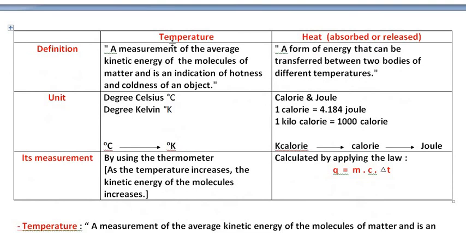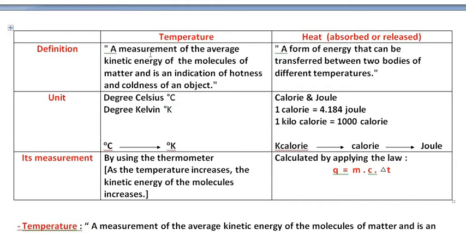There is a difference between temperature and heat. Temperature is measured by a thermometer, but heat can be measured by the law Q equals m c delta T, or by the calorimeter. A calorimeter is used to measure the heat of any chemical or physical change.